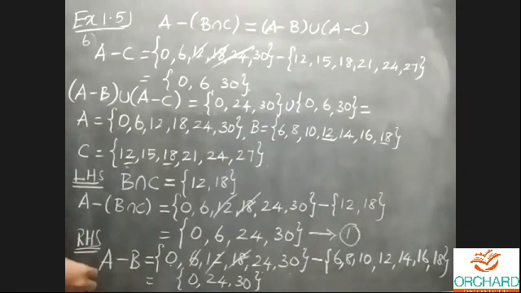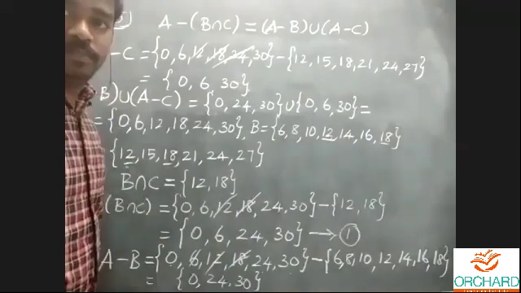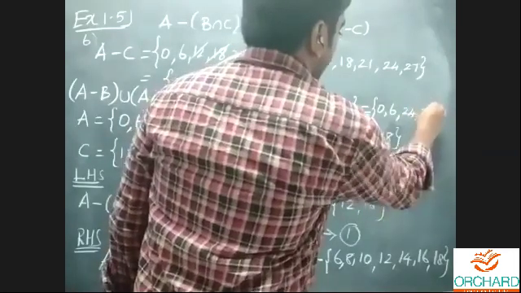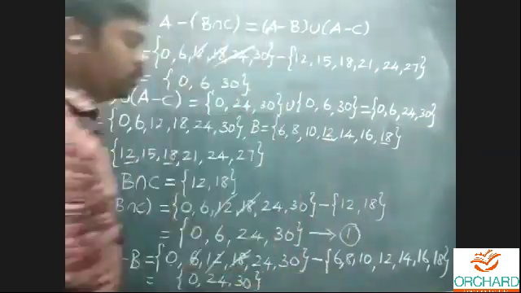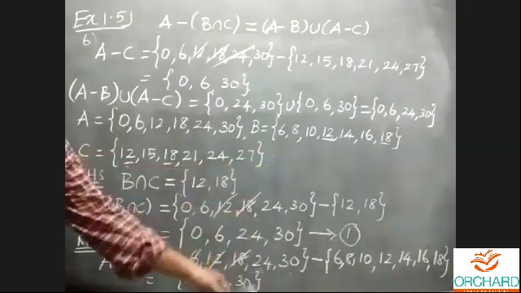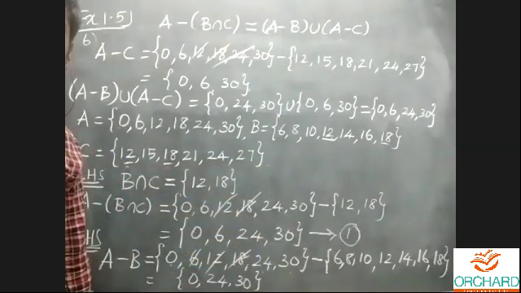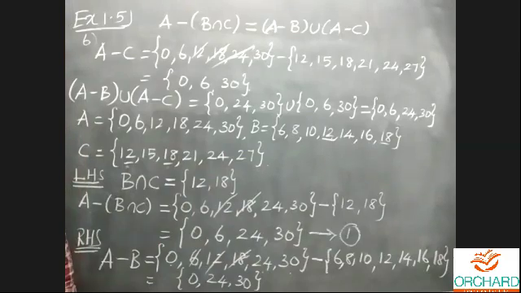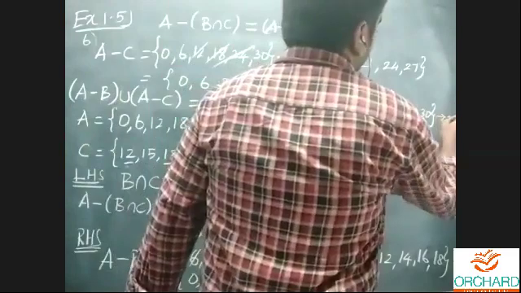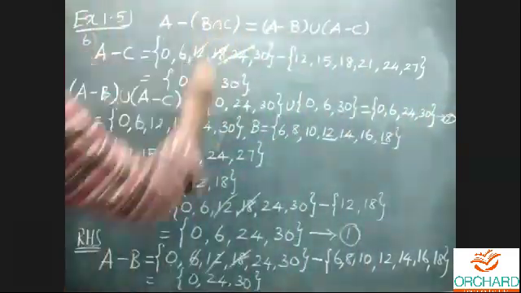Okay, now we can join the elements: 0, 6, 24, 30. Call it equation number 2, and this is your answer. Now we check whether equation number 1 and 2 are equal. Yes, equation number 1 and 2 are equal. Therefore, we can conclude the result A difference, B intersection C.